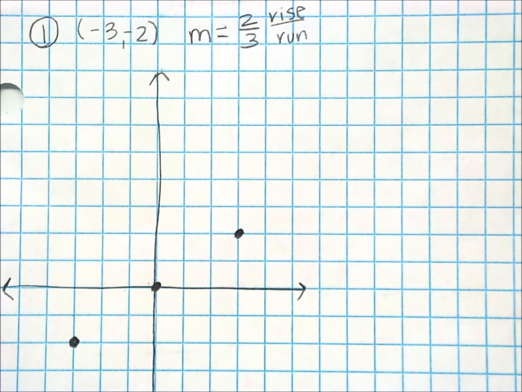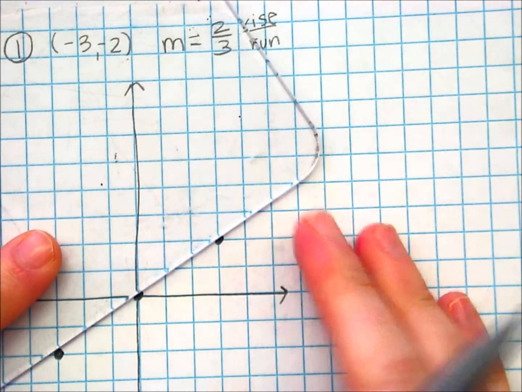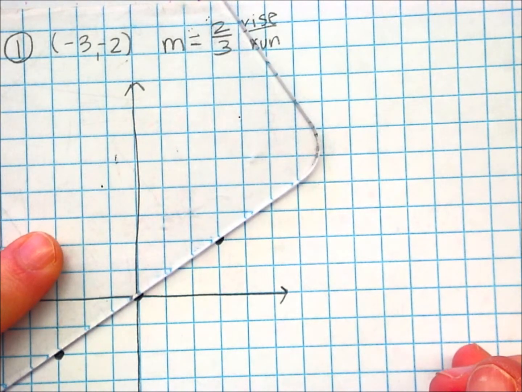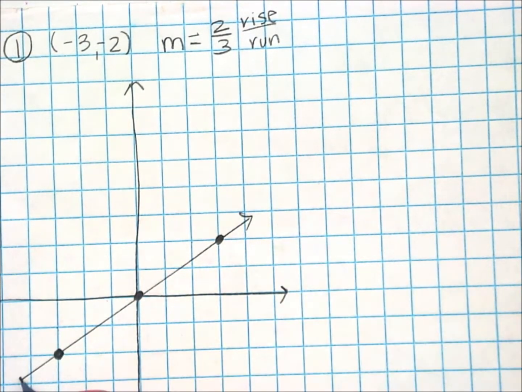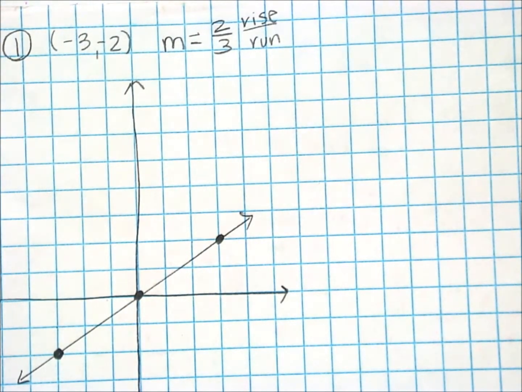That's good enough. I can take my ruler or a straight edge, line up the points, and draw my line. Remember, when you graph a line, you always want to have those arrows. So I have graphed a line that has a slope of 2/3 and goes through the point -3, -2. That was number 1.